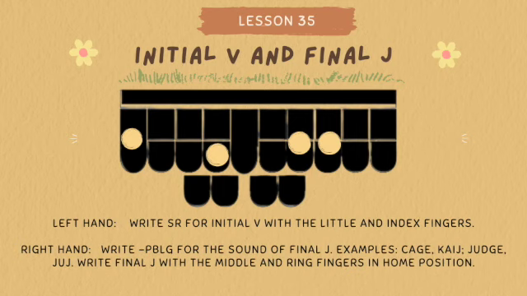So for example, we have the word cage, that's initial K, long A, and then final J. So final J is final PBLG. So same with judge. Okay, so that's it.